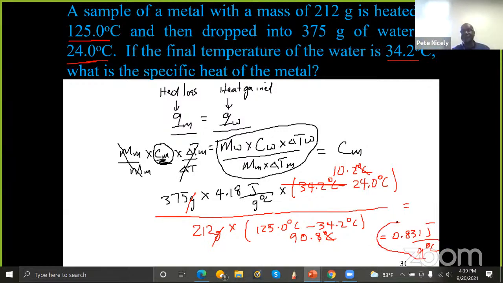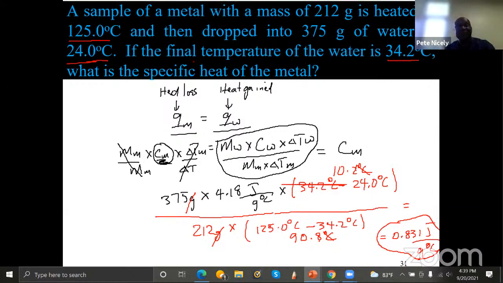All right. Okay, any questions about this example? Any questions? Let me check the chat.